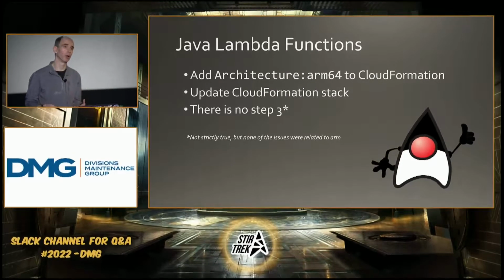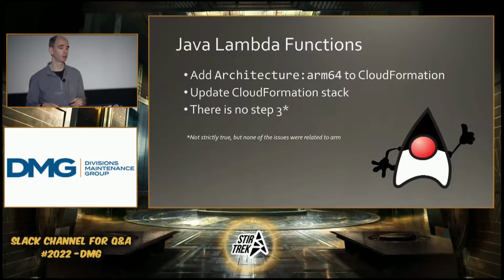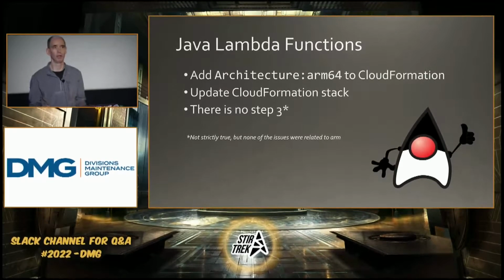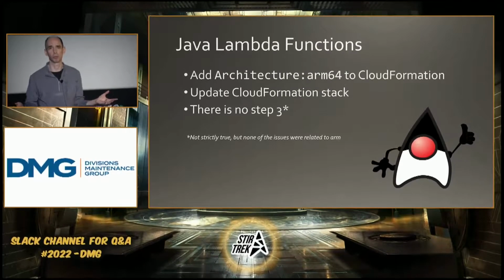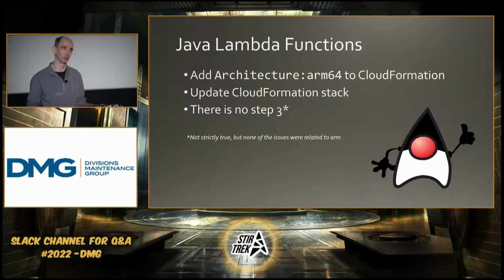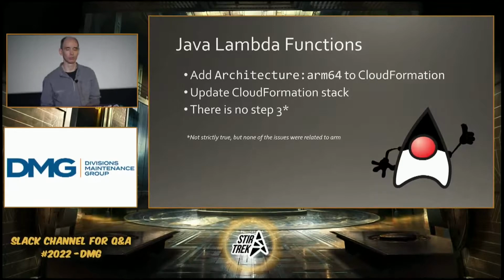Now, I also migrated some Java Lambda functions. In this case, I changed the architecture in a CloudFormation template. It didn't have one before because architecture wasn't even an option until recently, and it just defaults to x86-64. I updated the CloudFormation stack, and there was no step 3. I was done. This isn't strictly true because at the same time I was trying to do some stuff with provisioned concurrency, and that caused all kinds of problems with CloudFormation, but it had nothing to do with the architecture switch.